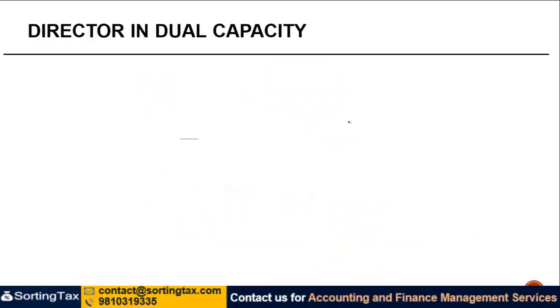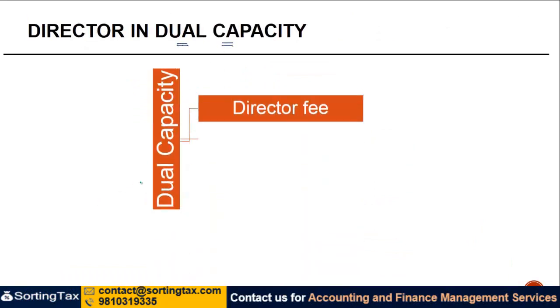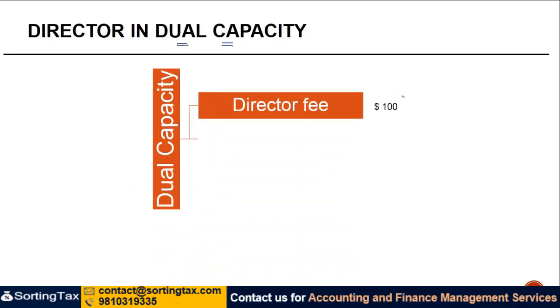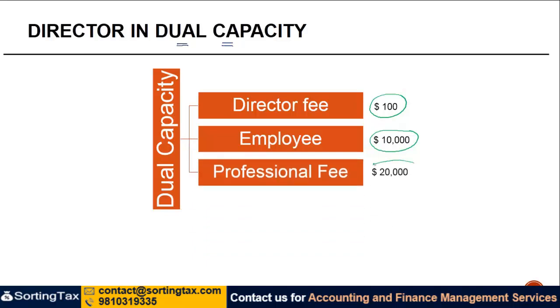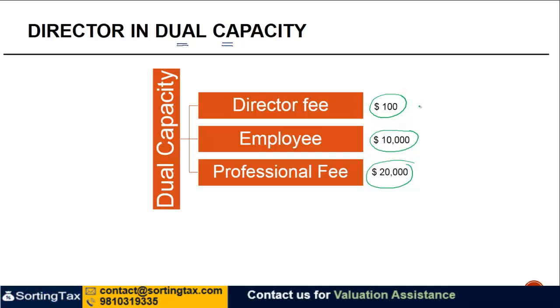But what would happen in case a person is acting in a dual capacity? So let's say, for example, there's a person who's drawing director fees of $100 from an Indian company. He's also acting as an employee for which he's getting a remuneration of $10,000. And he is drawing professional fees of $20,000 from the company. Now, you need to bifurcate all these three and see where each one of them is taxable. Director fees is taxable under Article 16, right, where both India and US have a right to tax it.